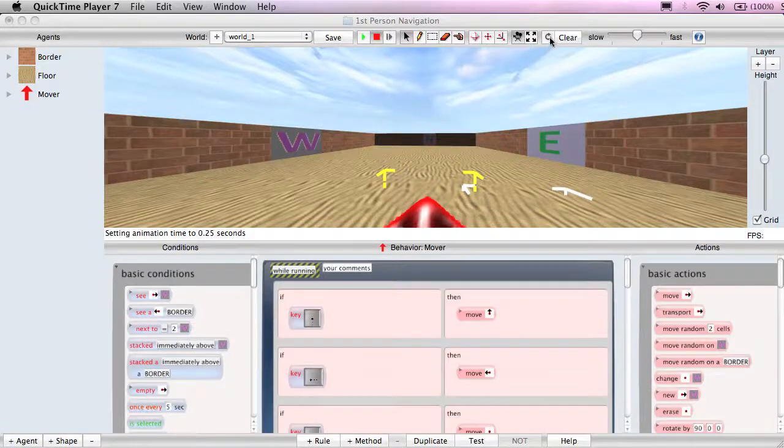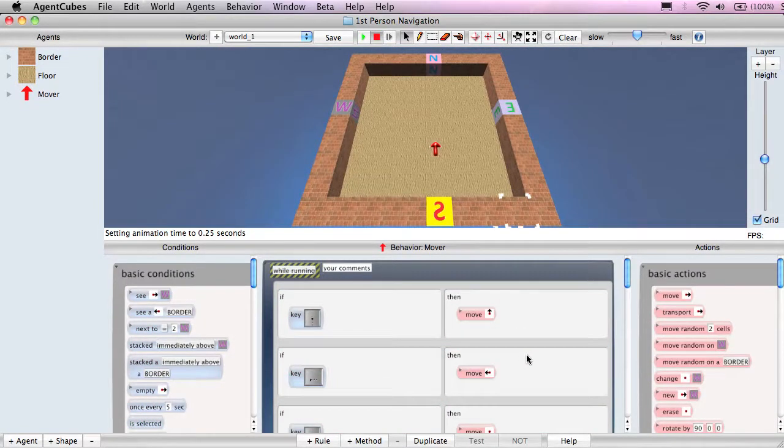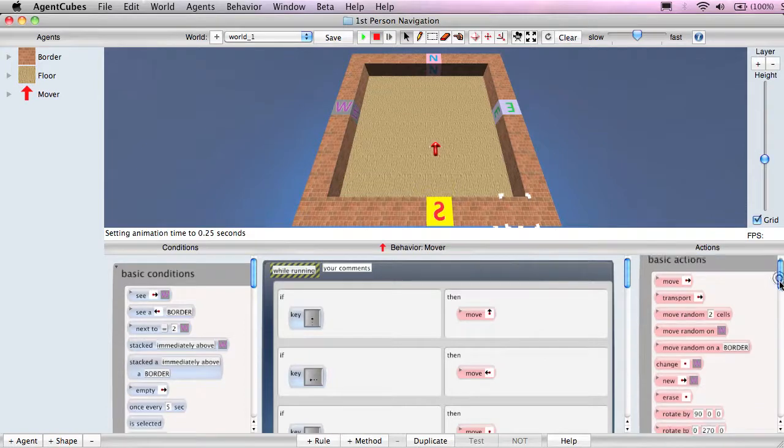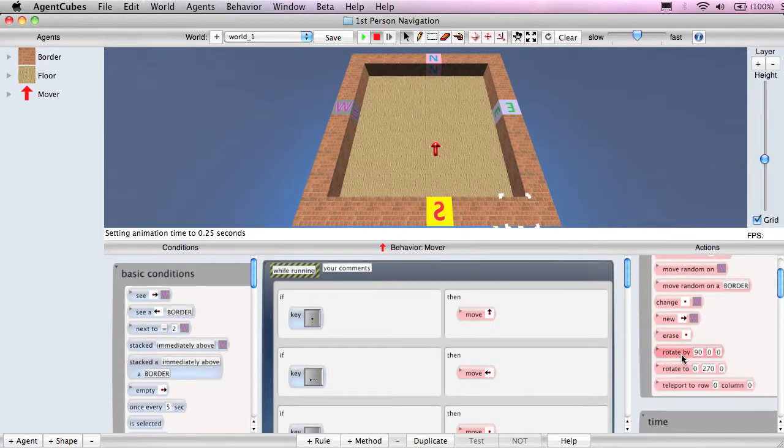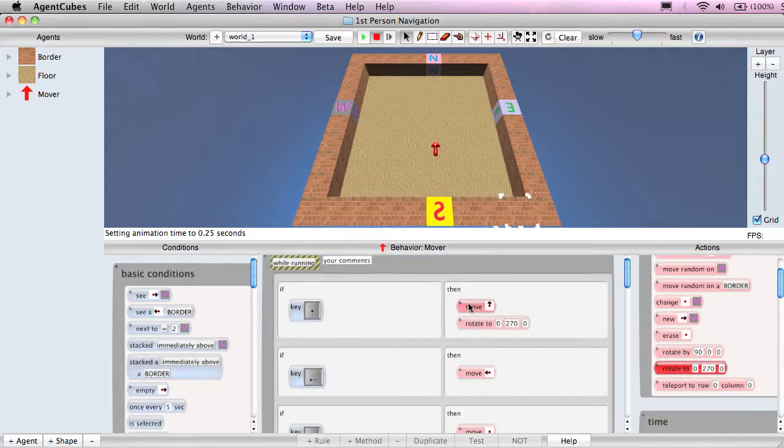So let's go back to bird's eye view. We notice in the actions palette there are two actions associated with rotation, rotate by and rotate to. Rotate by would be relative, rotate to is an absolute reference. We're going to use that. I'm going to rotate first. I'll do that by putting the action first.